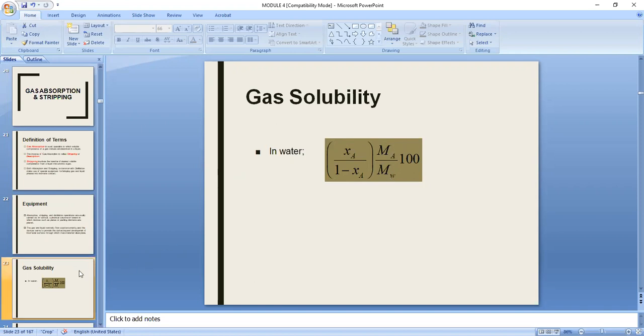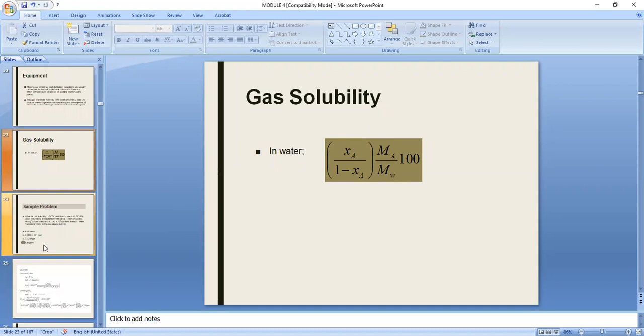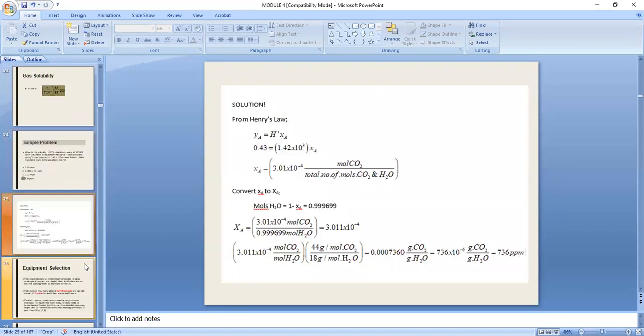Okay, so how soluble a particular gas is in water only depends on its mole fraction in the liquid phase, because the molecular weights you can anyway take from a periodic table. And we have sample problems here. I will discuss them as well later.